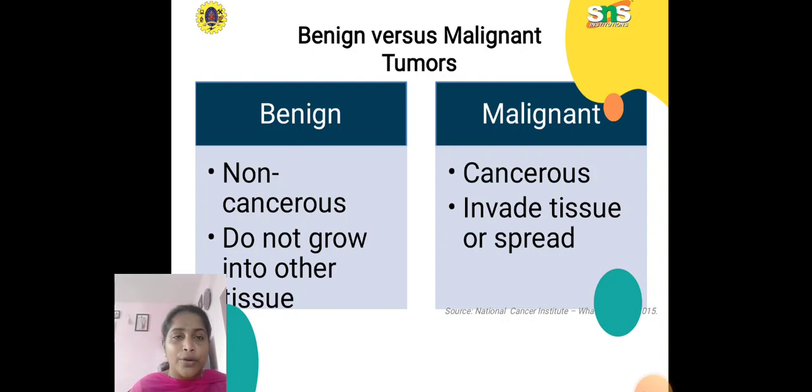Okay, what do you mean by benign and malignant? Benign is beginning and malignant is a critical form. Benign does not have any cancer cells, is non-cancerous, and does not grow into other tissue. Malignant is cancerous and it invades tissue or can spread.